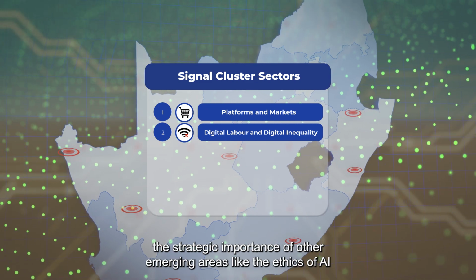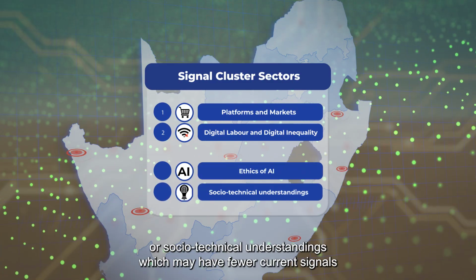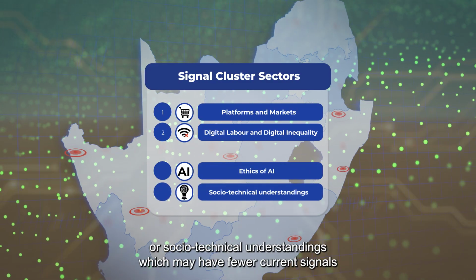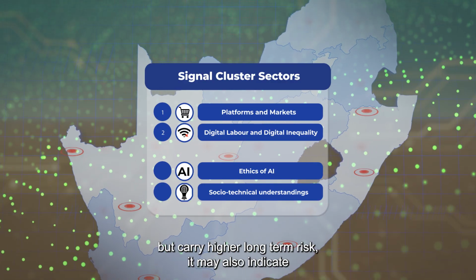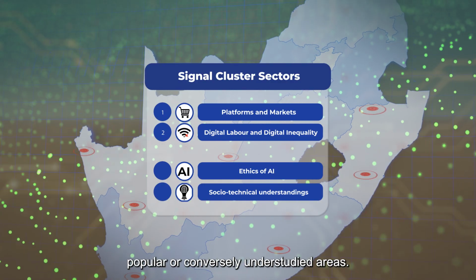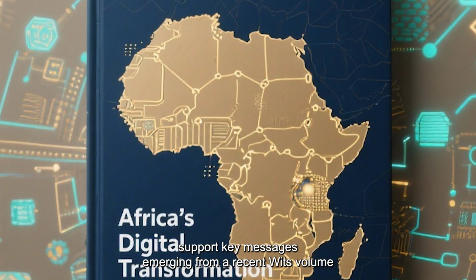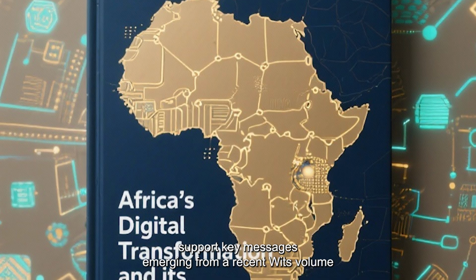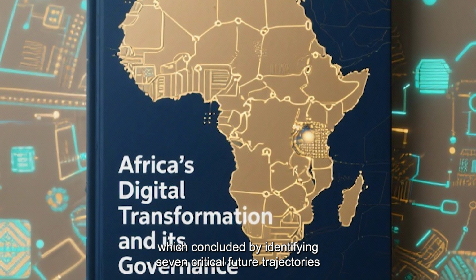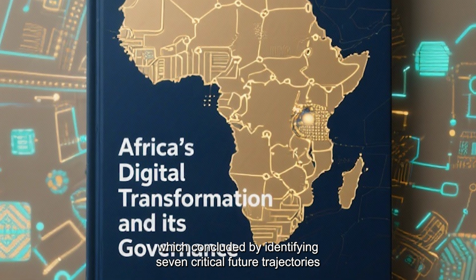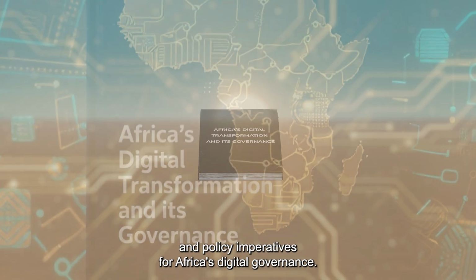This clustering indicates where the current pace of technological and market change is most visible, but it does not diminish the strategic importance of other emerging areas like the ethics of AI or socio-technical understandings, which may have fewer current signals but carry higher long-term risk. It may also indicate popular or conversely understudied areas. These findings support key messages emerging from a recent WITS volume on Africa's digital transformation and its governance, which concluded by identifying 7 critical future trajectories and policy imperatives for Africa's digital governance.